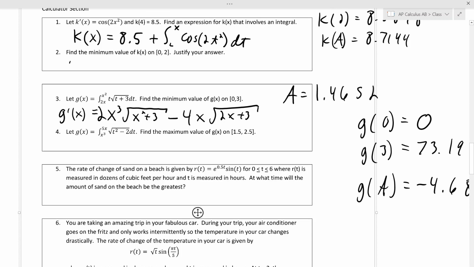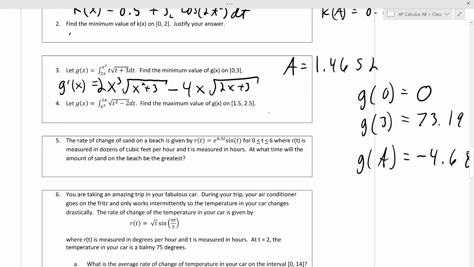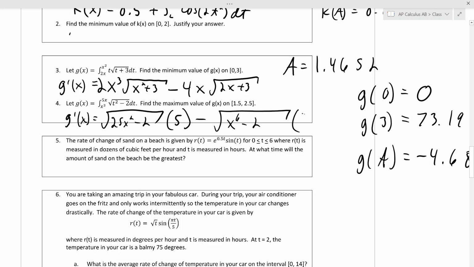G of 4 is the same kind of question. We'll go from 1.5 to 2.5. We want to find the maximum of this function. So first step, find the derivative. G prime of x is the square root: if you plug in 5x, you will get 25x squared minus 2 times the derivative of what you plugged in, 5, minus the square root: if you plug in x cubed, you get x to the 6th minus 2 times the derivative of what you plugged in, 3x squared. That's g prime.